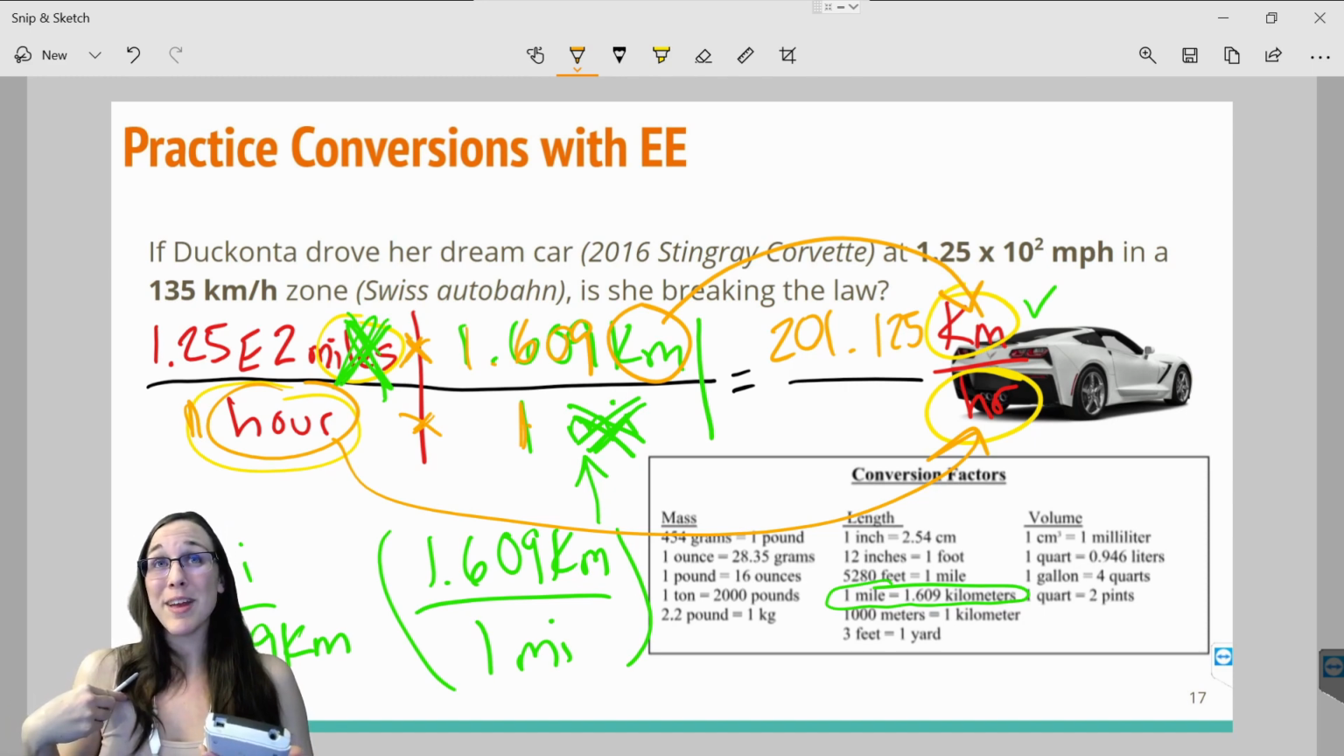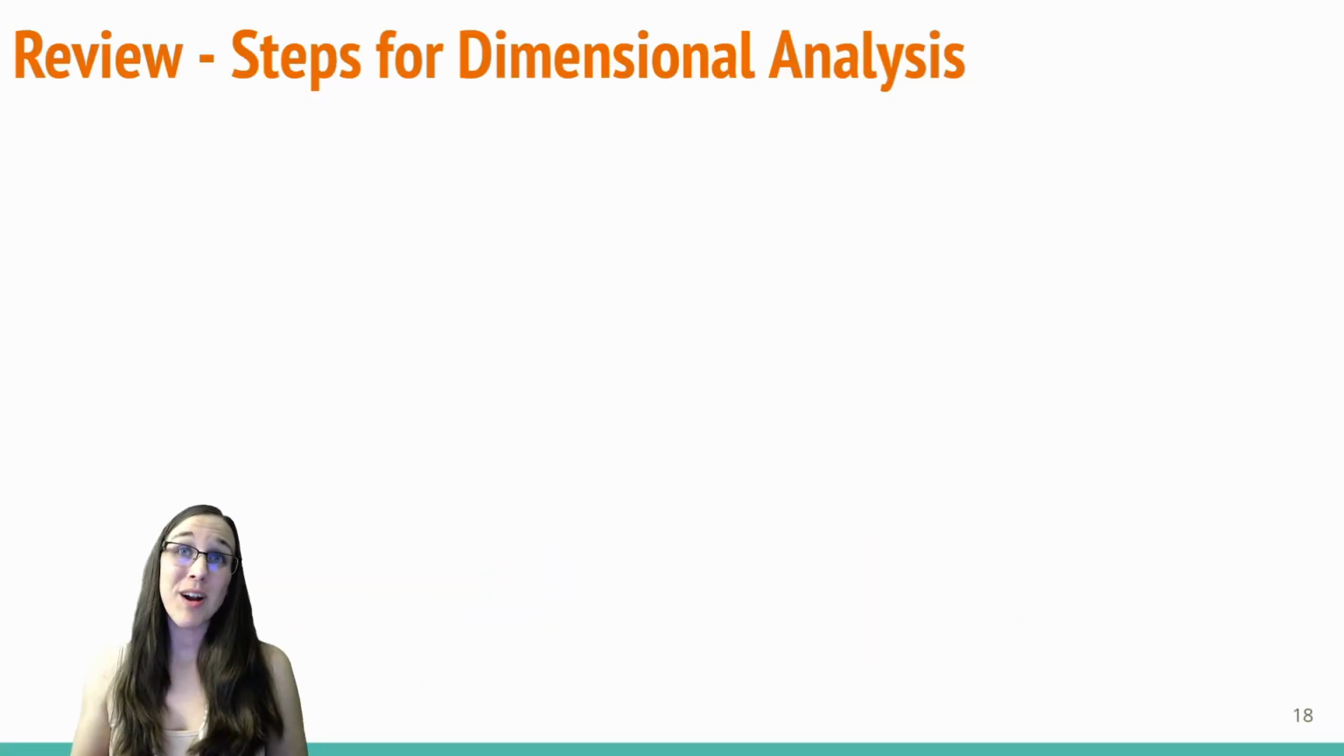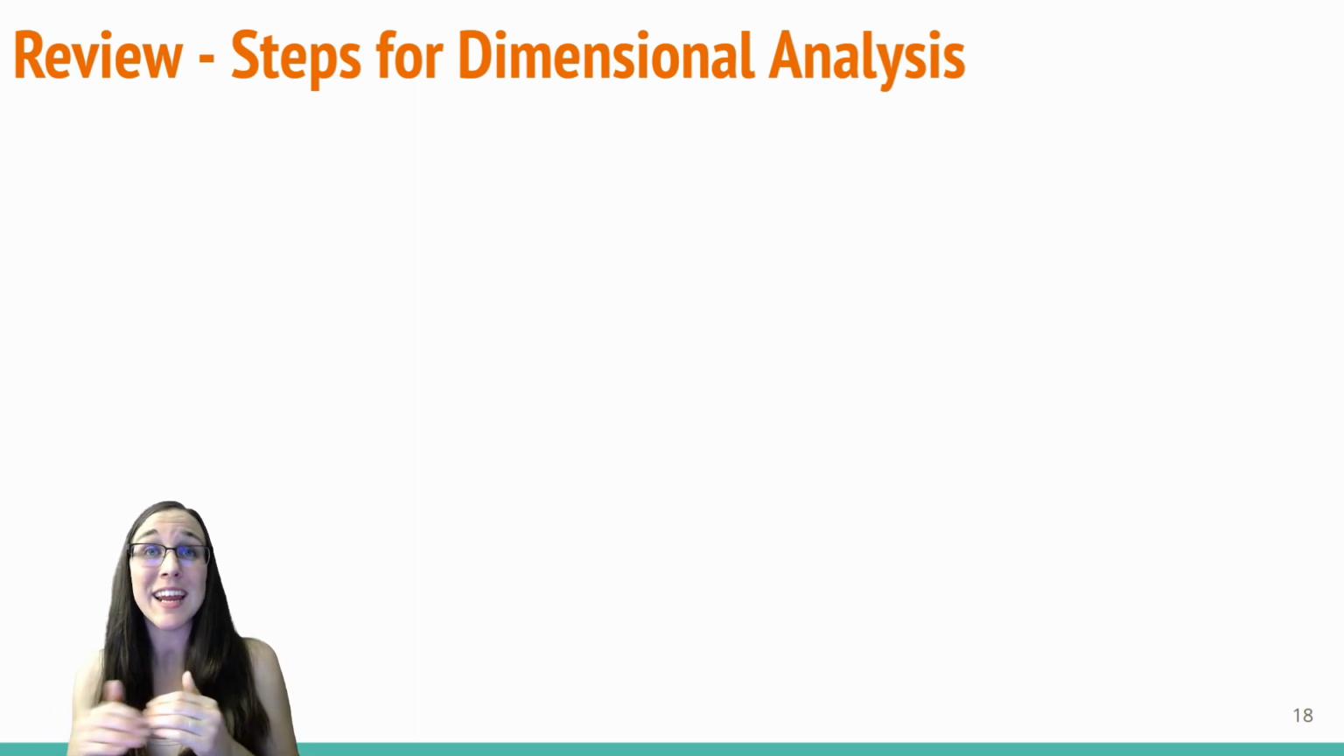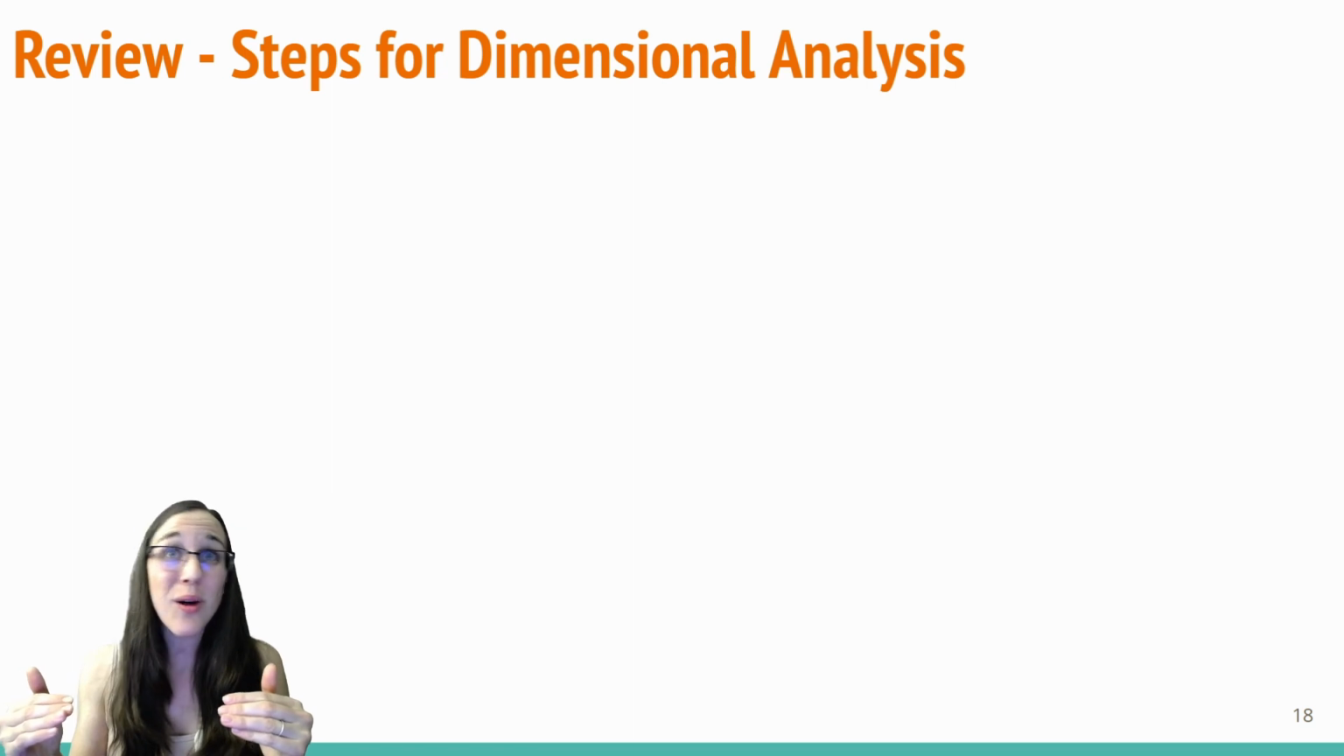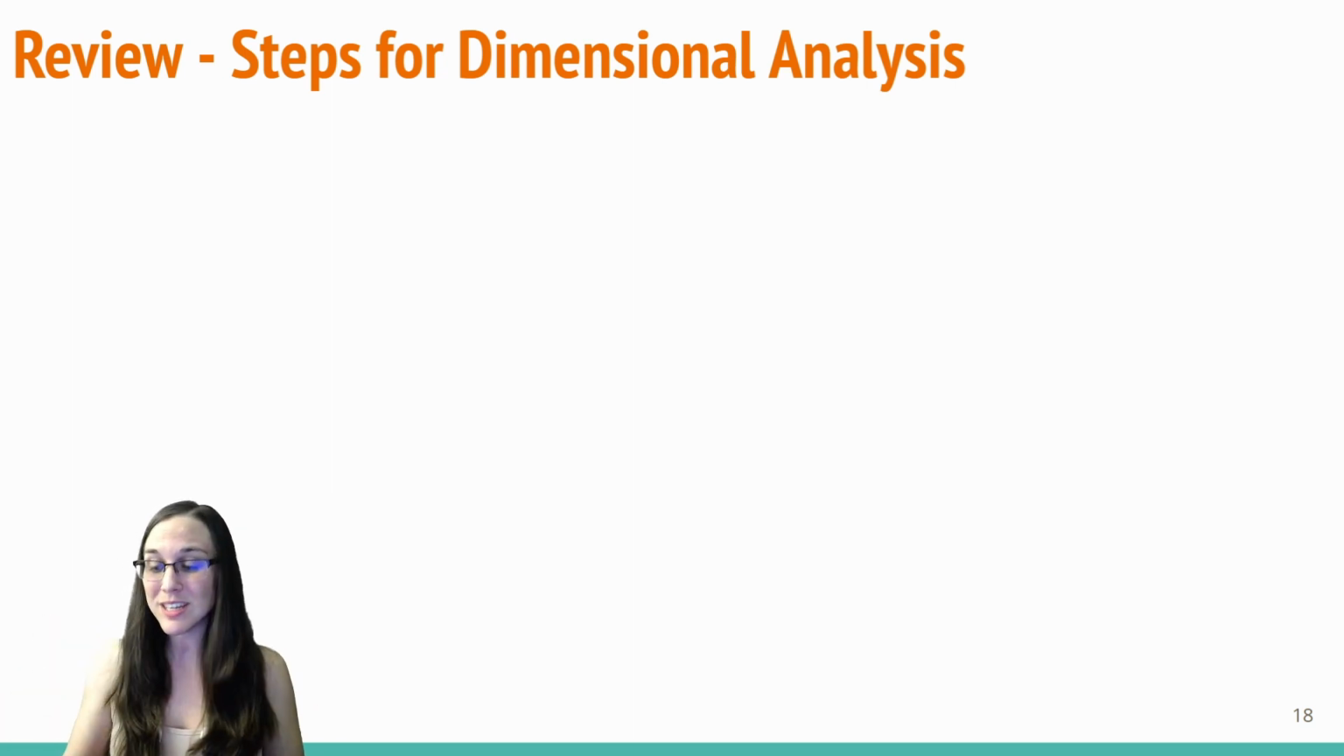Now the speed limit is 135 kilometers per hour. Am I breaking the law? Heck yeah, I am. And to summarize this video for today, let's just review the steps for dimensional analysis. Setting up any conversion ever in the whole wide world will get you there using these steps.